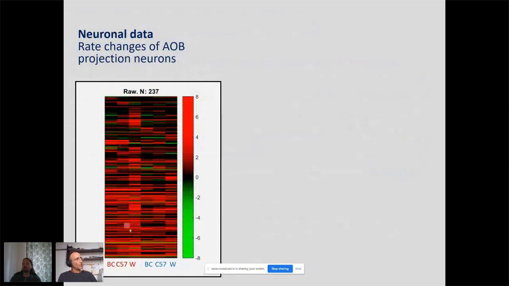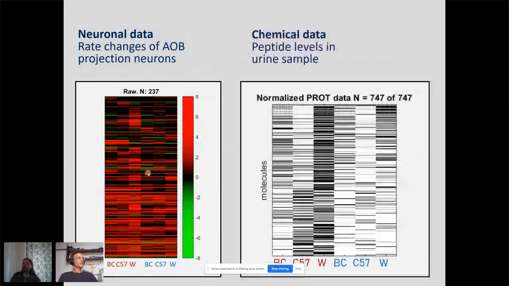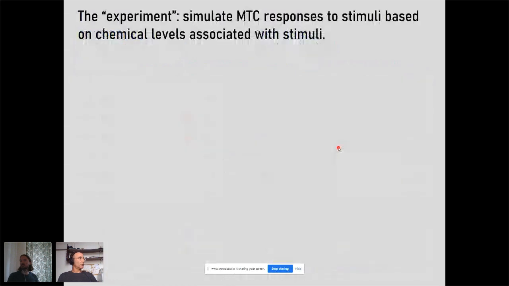So just to show you an overview of the data, this is a matrix showing you the responses of the neurons. Each column here corresponds to one of the 6 different stimuli, the female urine stimuli, the male urine stimuli, the different strains, and each row therefore is one neuron. And we see that the firing rate changes. And this is a similar description of the chemical data, the peptide data. Again, the stimuli are in the columns, and instead of neurons, each of the rows corresponds to one of the different molecules.